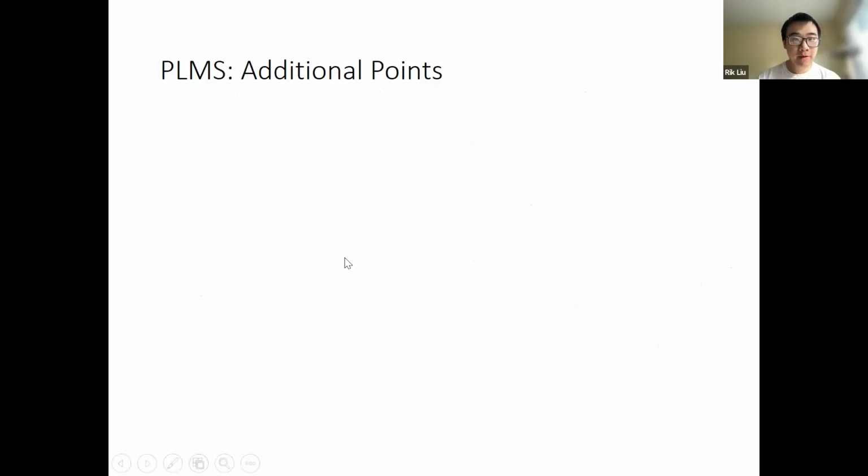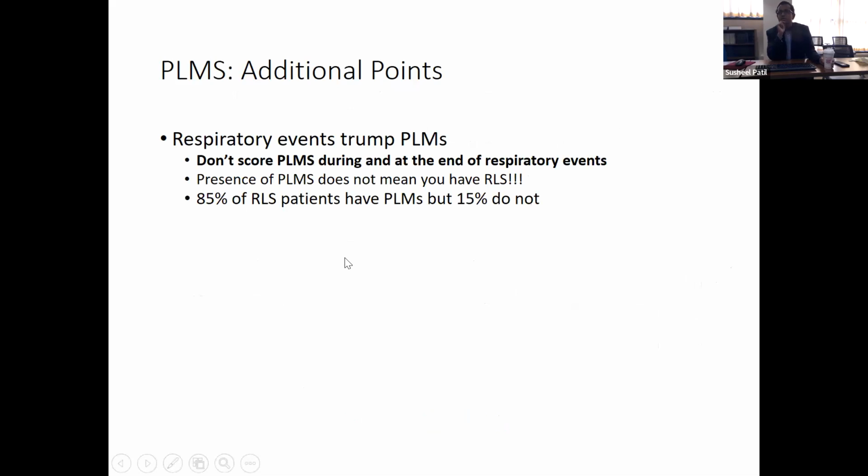All right, so additional points. Just like we said, respiratory events trump periodic limb movements. So we don't score PLMs during respiratory events, nor at the end of respiratory events. Just a couple of other things to remember: the presence of PLMs does not mean that you have restless leg syndrome. I see this in a lot of sleep study reports from other institutions or sleep labs, and I don't want to ever see that in any of our interpretations, if you're sitting with me.